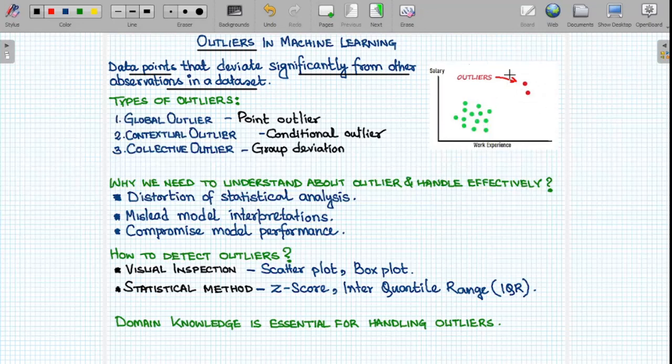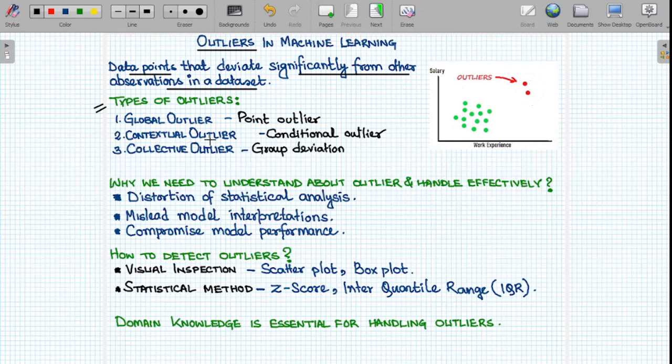As you can see here in this picture, most of the data points are here, whereas there are few outliers because these data points are deviating significantly from other observations. There are a number of different types of outliers: global outlier, contextual outlier, and collective outlier. Global outliers are also known as point outliers, where we only focus on a specific data point which is deviating significantly from the other data points.